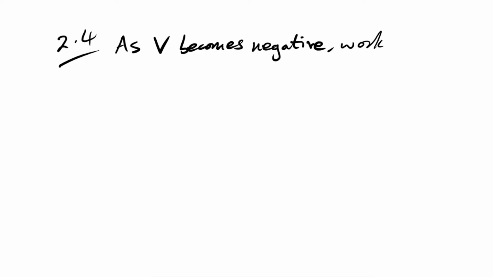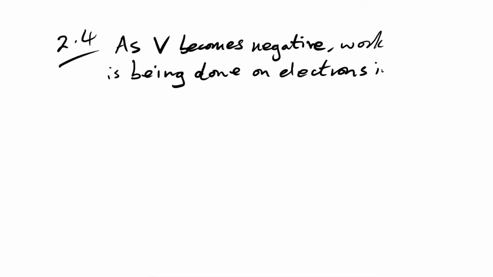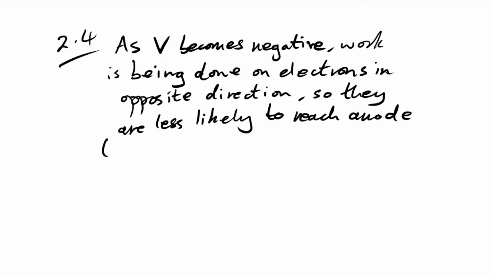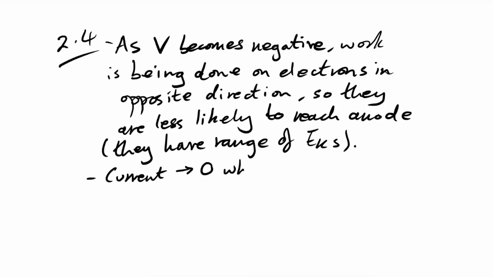Okay, why does I decrease as V becomes more negative? So as V becomes negative, we can say that work is being done on the electrons in the opposite direction. So they are less likely to reach the anode. And why is that? It's because they have a range of energies. We should probably say kinetic energies. Let's say what happens when the current goes to 0, when eV is equal to EK max. So let's say that the maximum kinetic energy that an electron had was 1 joule, way too much, but just an example, 1 joule. Then when e times V, that is the charge of an electron times the potential, is equal to that 1 joule, then we're counteracting the kinetic energy that it would otherwise have.